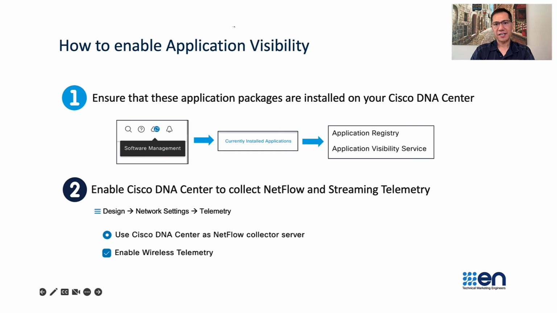How to enable application visibility. First, ensure that the required software packages, application registry and application visibility service, are installed by checking the software management page of your DNAC. On DNAC, enable NetFlow and wireless telemetry. This will start services on DNAC to accept NetFlow and streaming telemetry. Device provisioning will now know to use DNAC's IP as a destination for NetFlow and streaming telemetry.